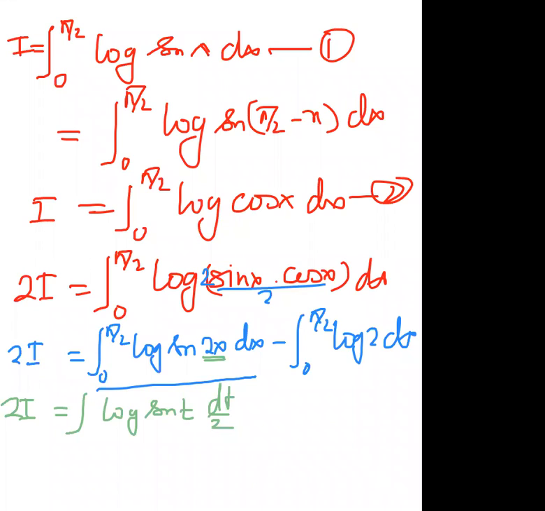Limit also we need to change. When we put x as 0, t equals 2 into 0, that is 0. Then when we put pi by 2, t equals 2 into pi by 2, that is pi. It becomes 1 by 2, 0 to pi, log sin t dt minus, okay, this I'm writing as it is, next sheet only will be able to do this.